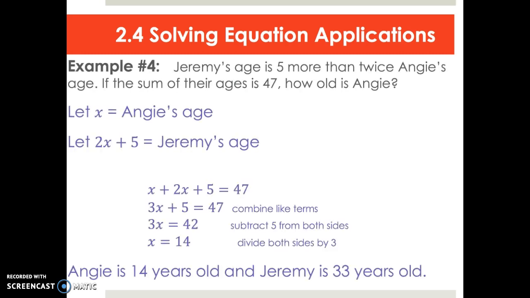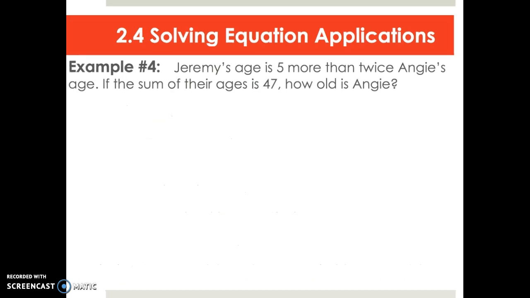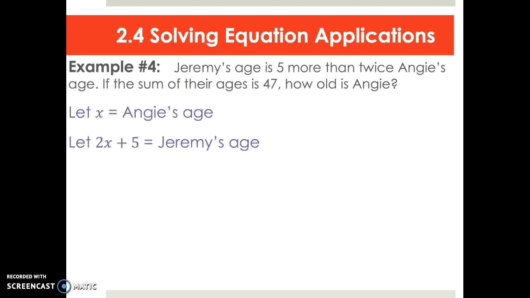Okay, now our fourth problem is defining one variable in terms of another. So for this problem, Jeremy's age is 5 more than twice Angie's age. If the sum of their ages is 47, how old is Angie? So we're defining Jeremy's age in terms of Angie's.